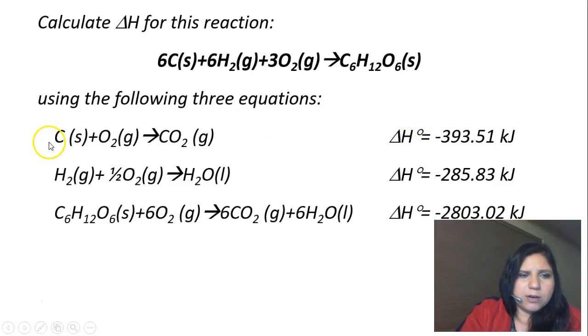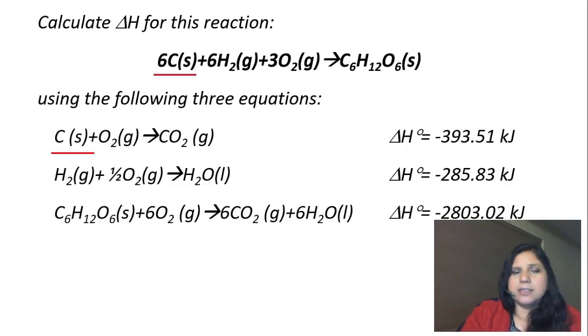All right, so let's see. We've got these 3 equations. Again, I want you to color code them. So carbon. Where is carbon? Carbon's right here. Is it on the correct side? Yes, it's on the reactant side. Great. Does it have the correct coefficient? No, it has just 1, and we want 6. So we're going to multiply this entire thing by 6.